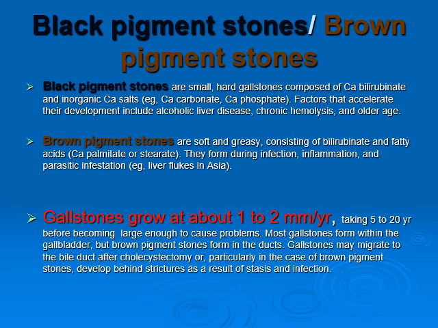Black pigment stones are small and hard stones composed of calcium bilirubinate and inorganic calcium salts. Factors that accelerate their development include alcoholic liver disease, chronic hemolysis, and older age. Brown pigment stones are soft and greasy, consisting of bilirubinate and fatty acids. They form during infection, inflammation, and parasitic infestation, and usually above a bile duct stricture.